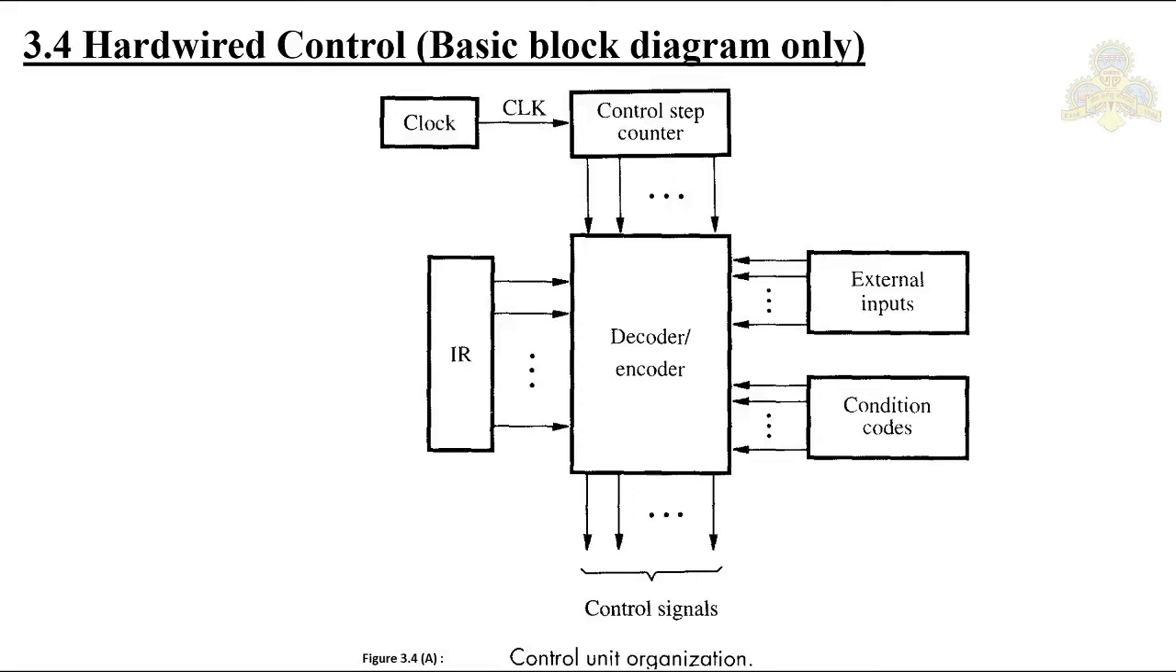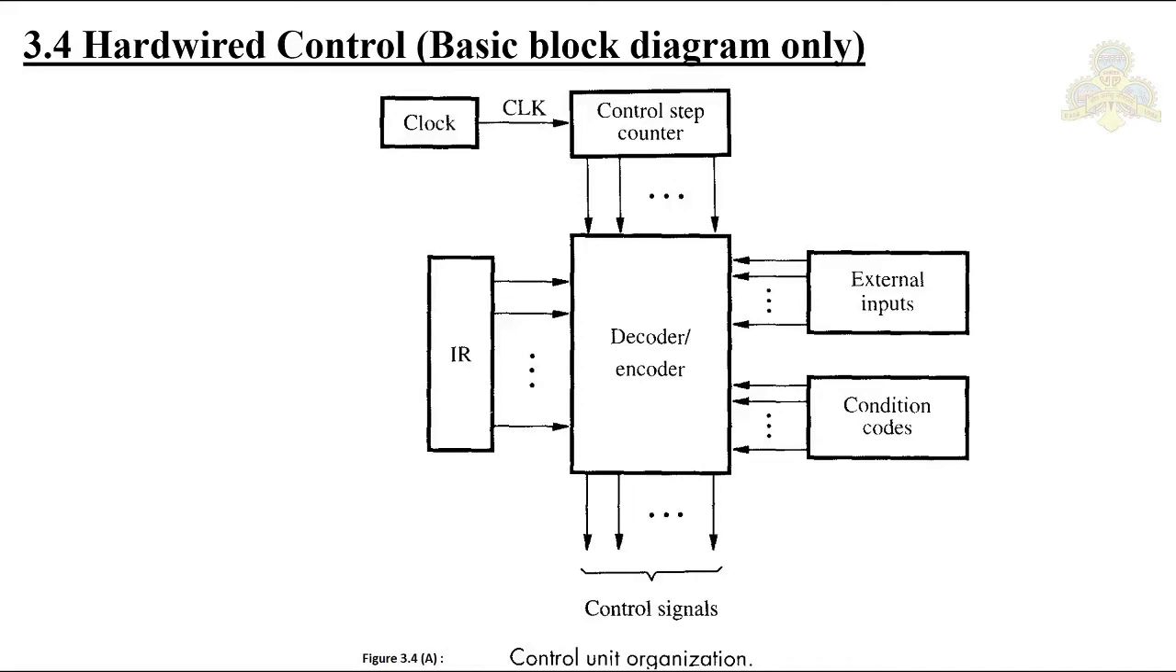So the computer designers use a wide variety of techniques to solve this problem. The techniques or approaches fall under two categories. The first one is hardwired control and the second one is microprogrammed control. First, we will discuss hardwired control.